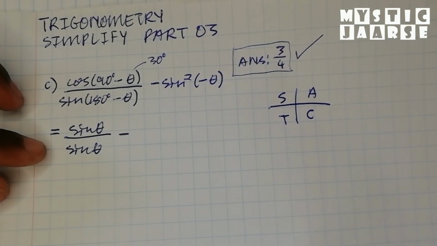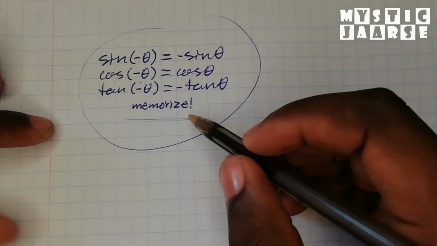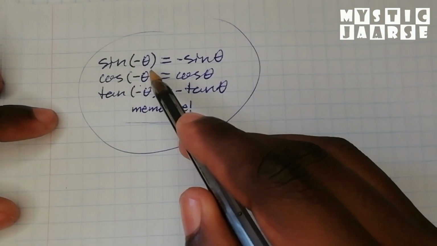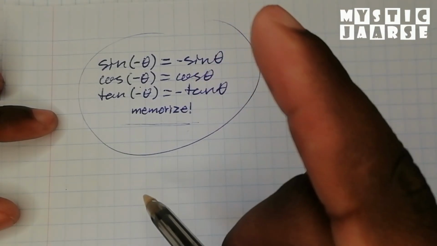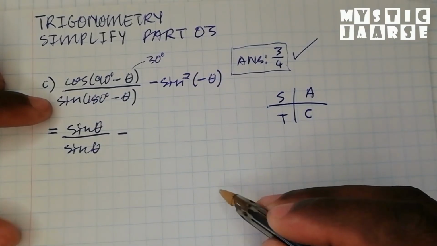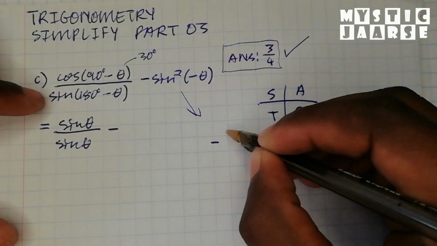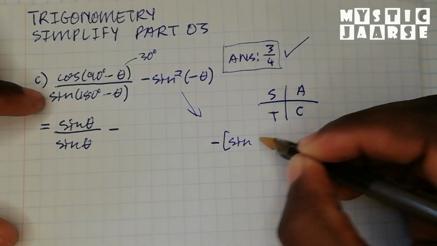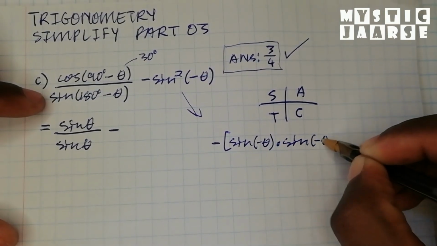Now what do we remember? What have we memorized from the previous video about negative angles and how they affect our trig ratios? So you need to go back to your memory and then remember that sine is actually affected by a negative angle and we get negative sine theta. But don't rush, because this sine is squared. So let's see what happens. I'm going to deal with this on the side. So we have negative into sine of negative theta multiplied by sine of negative theta.